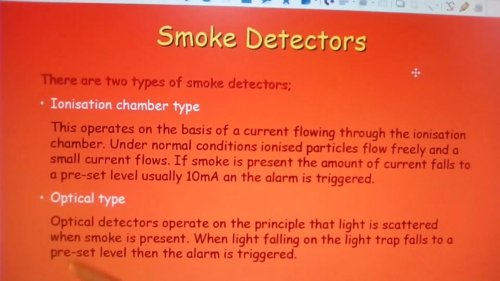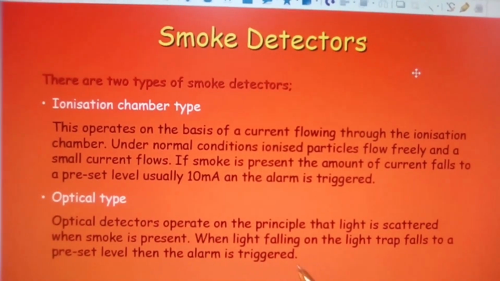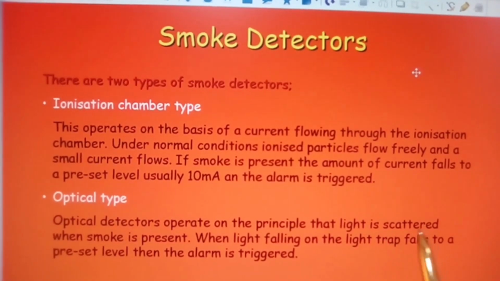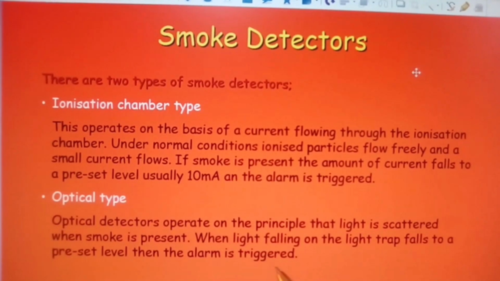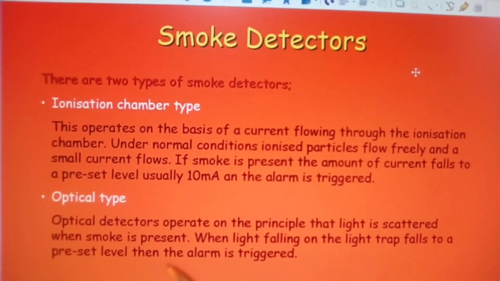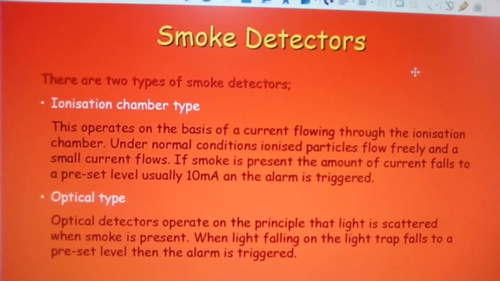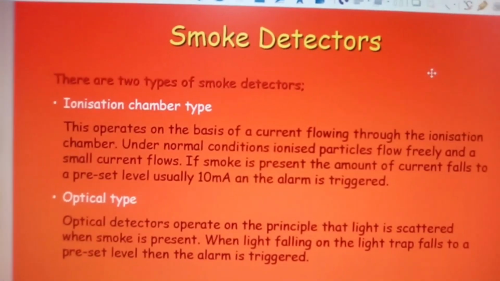Optical type. Optical detectors operate on the principle that light is scattered when smoke is present. When the light falling on the light trap falls to a preset level, then the alarm is also triggered. Bear that in mind.